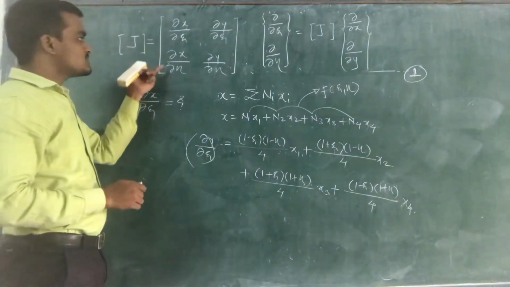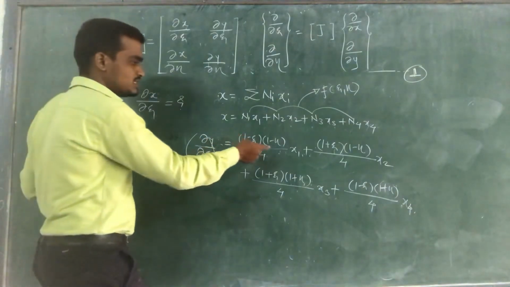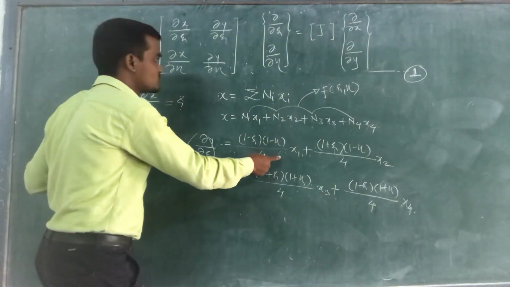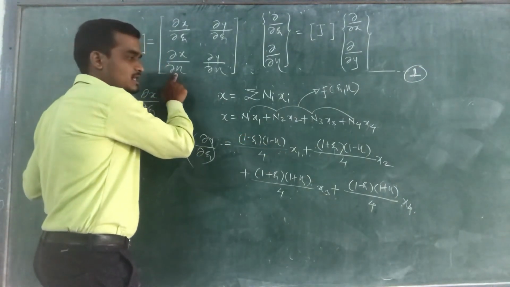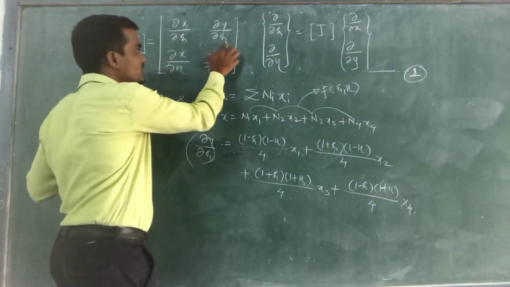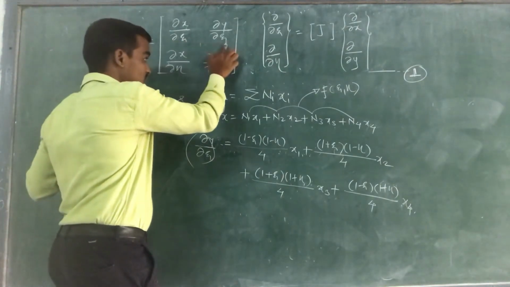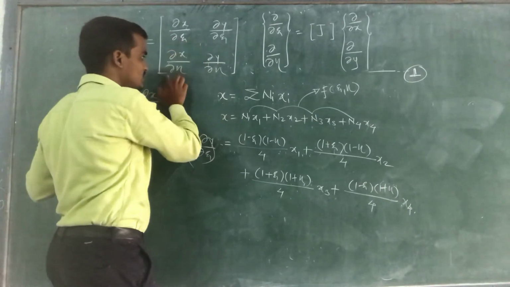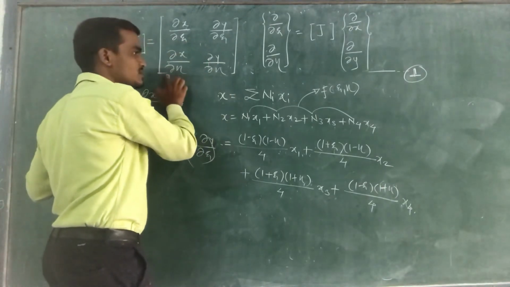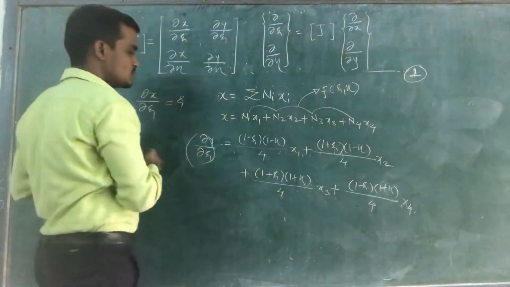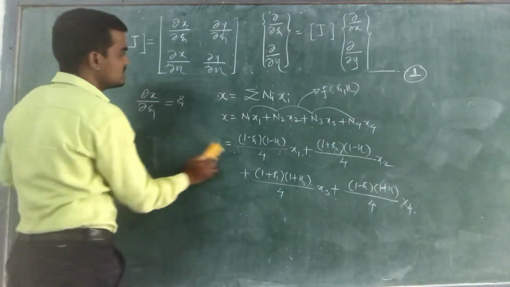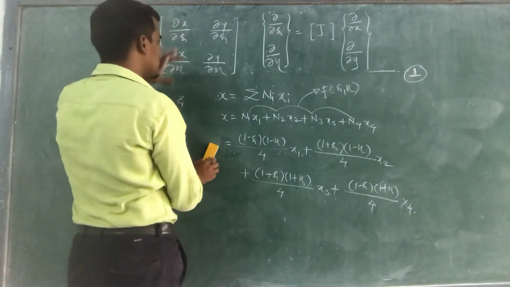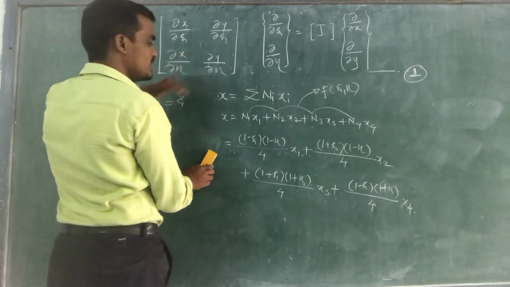Similarly, for ∂x/∂η, to these terms you need to take the derivative with respect to η only. So for the first two terms we need to take differentiation with respect to ζ, then for the next two terms we need to take differentiation with respect to η. So in this way you can determine ∂x/∂ζ, ∂y/∂ζ, ∂x/∂η and ∂y/∂η.